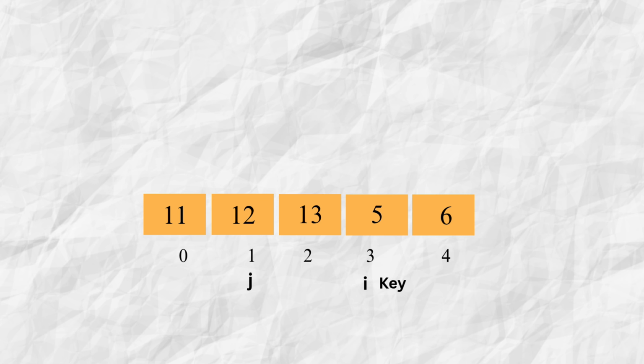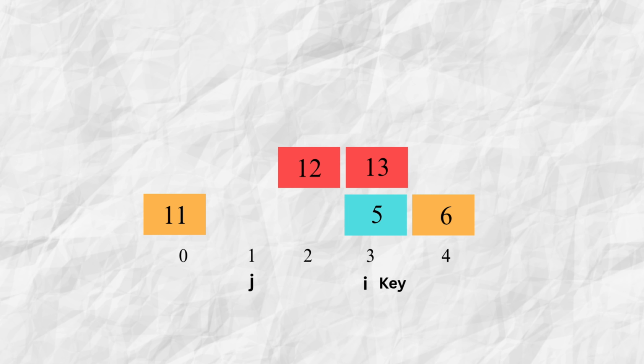Now I moves to index 3, and 5 becomes the key element. J points to index 2. Compare 13 with 5. 13 is greater than 5. So shift 13 one position to the right. Now J moves left. Compare 12 with 5. 12 is greater than 5. So shift 12 one position to the right.